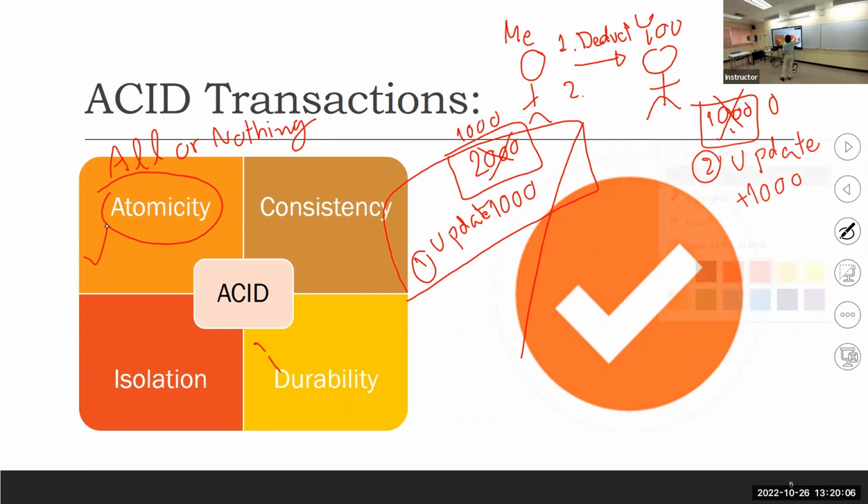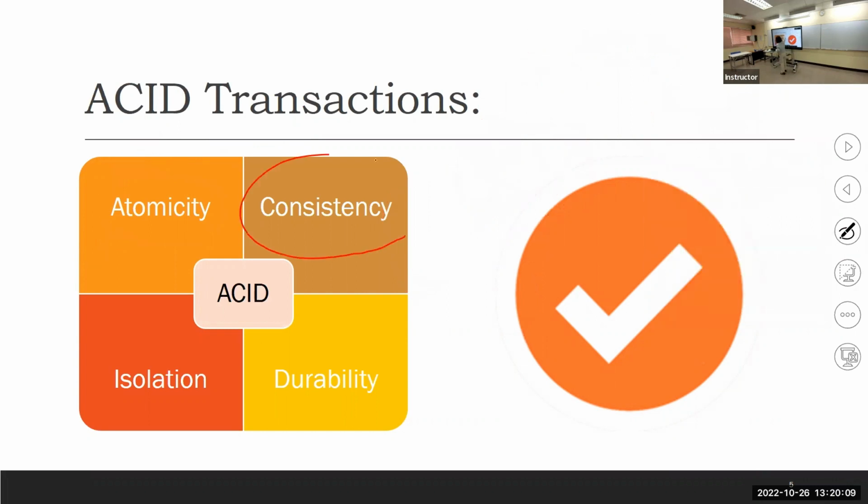Okay. Second is what? Consistency, of course. Execution of a transaction will put the database in a consistent state. And isolation. Every transaction can be executed concurrently as if they are not interfering with each other. So they could be isolated. And durability, once a transaction is said to be complete or committed, nobody can change it back.